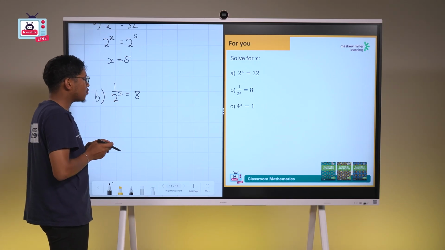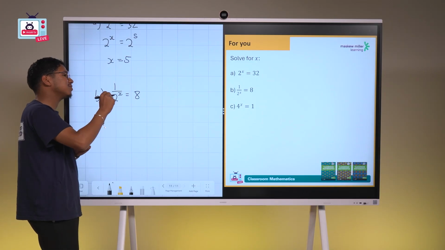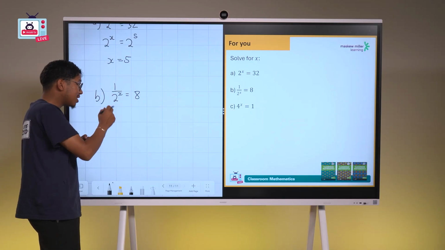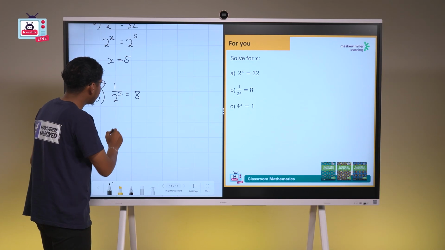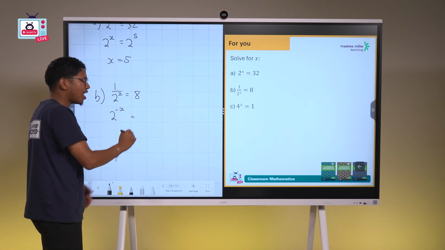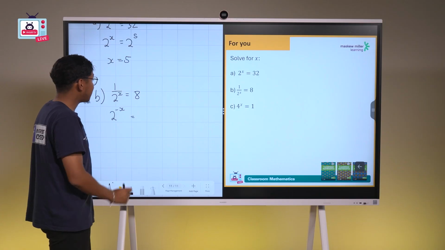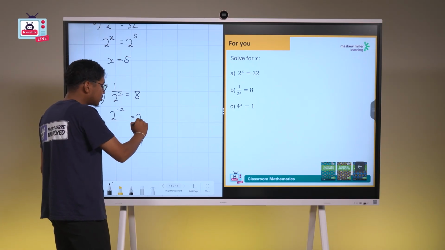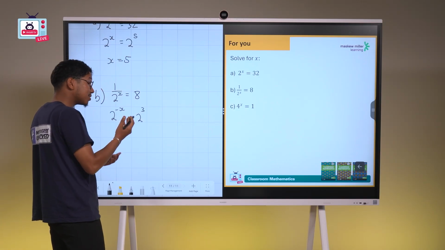But what happens once I transfer it? Yes, the sign of my exponent changes. So it becomes 2 to the power of negative x. How do I rewrite 8 as a base of 2? It is 2 to the power of 3. It is the same thing.